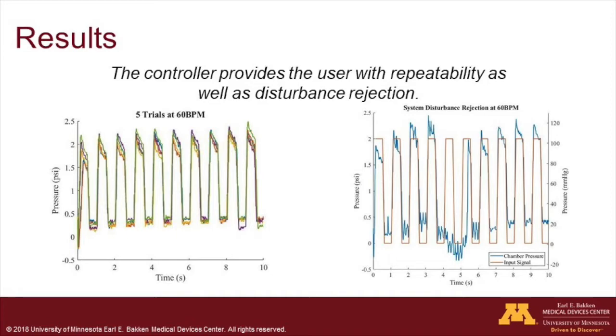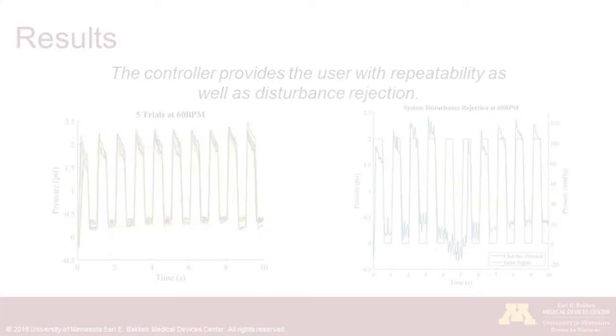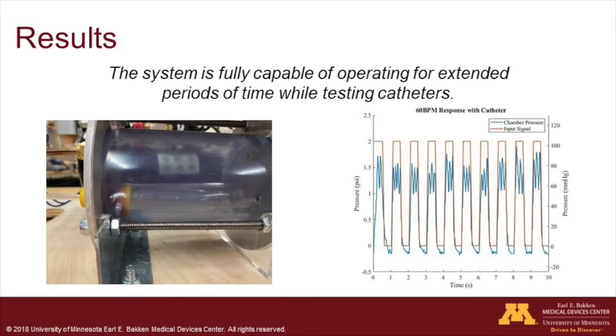Additionally, the chamber safety valve was opened during one test to simulate a disturbance. Finally, a balloon catheter was inserted in the chamber and inflated to examine how the system behaves in an actual test setting. Errors experienced in reference tracking are due to two factors: linear approximation of nonlinear behavior and low-cost components.